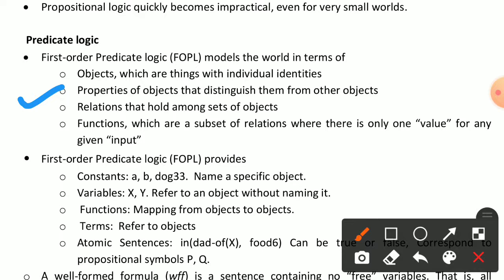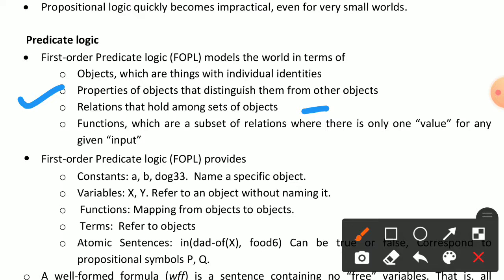Then the third term is relations that hold among a set of objects. We can take different objects like a student, college, faculty. These are all different objects and all objects are connected with each other. So here we can find out the relation. What is the relation between college and student, college and faculty, student and faculty? Okay, so then we can make different sets of objects.